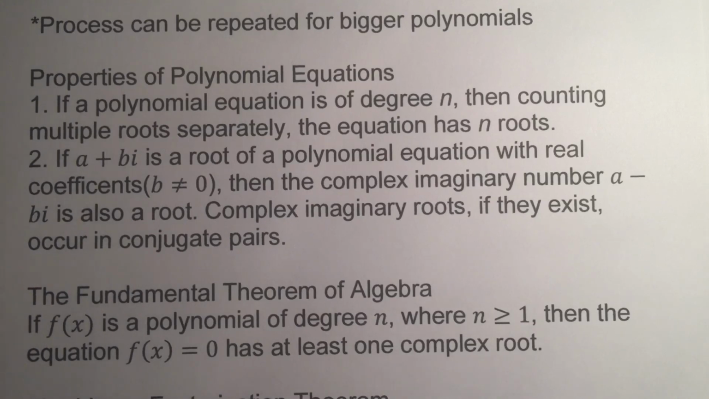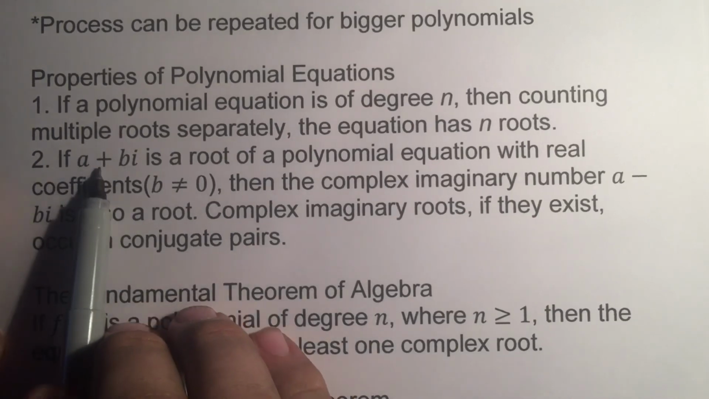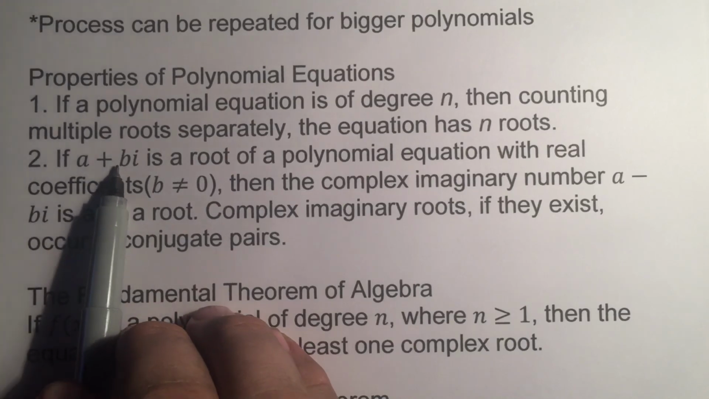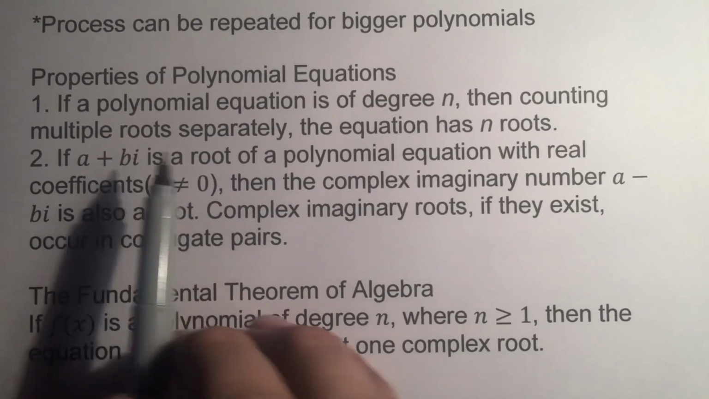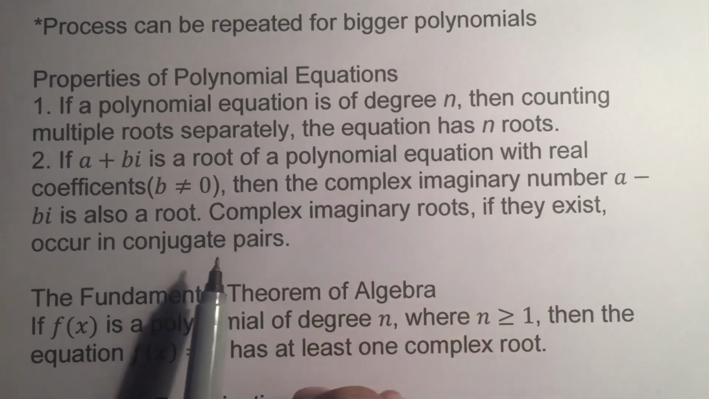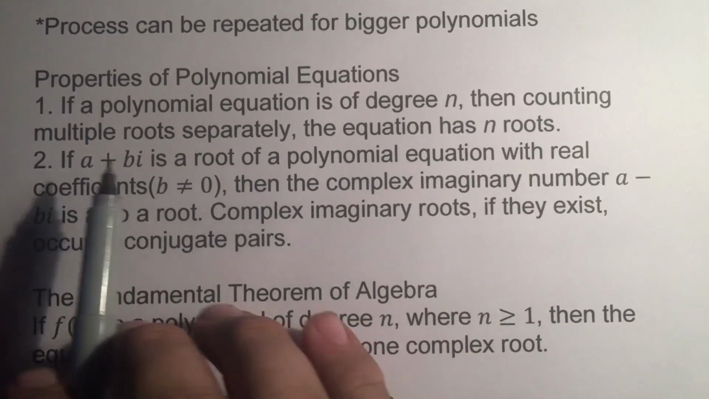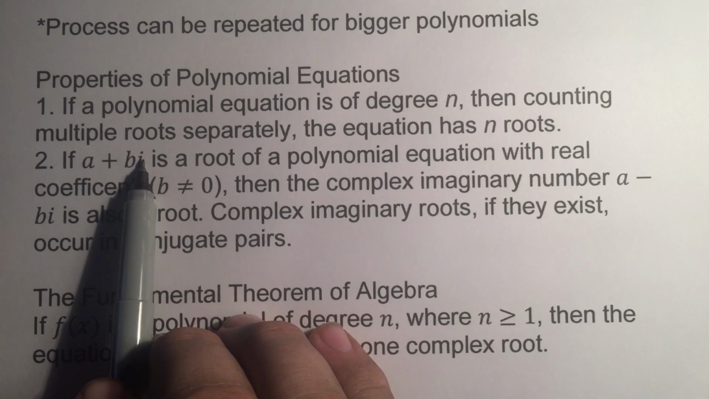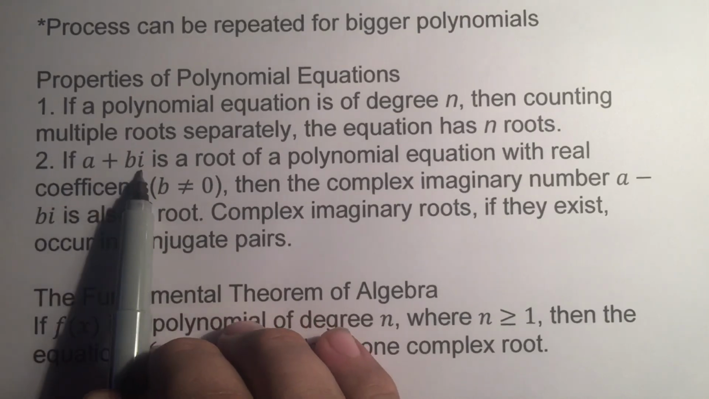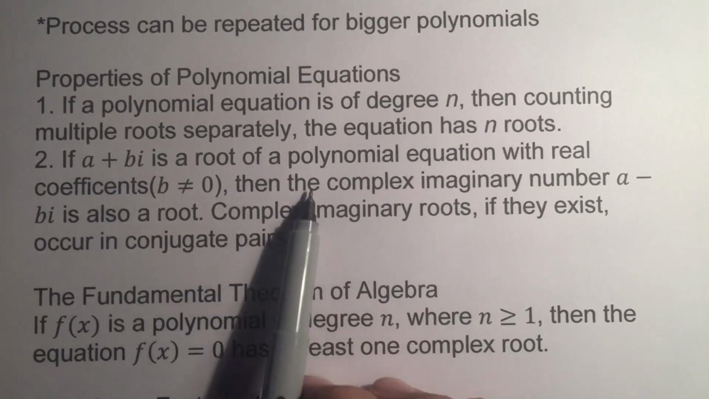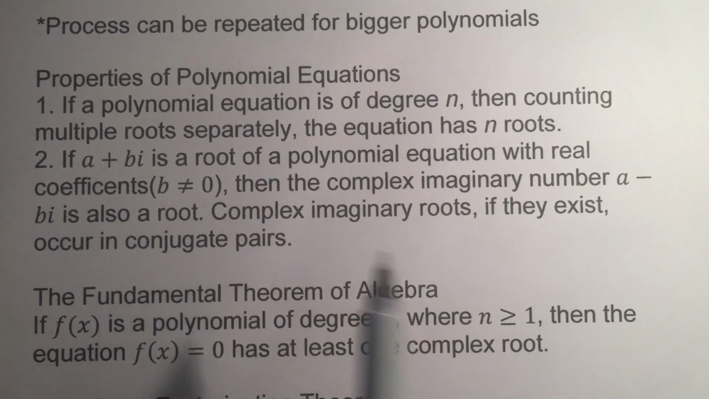Now, properties of polynomial equations: if a polynomial equation is of degree n, in other words, we're going to have multiple roots. Whatever its degree is, that's how many roots there are going to be. Now, if there is a complex root or an imaginary root, a complex imaginary number, they always come in pairs and they're always conjugates. So if one is a plus bi, it would have another root of a minus bi. So imaginaries are always in pairs.